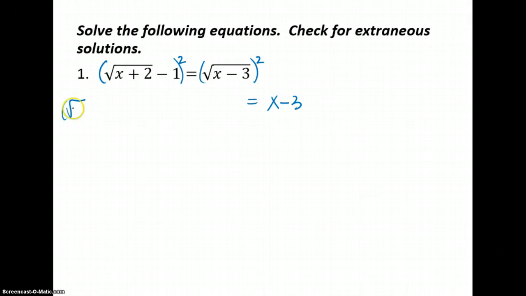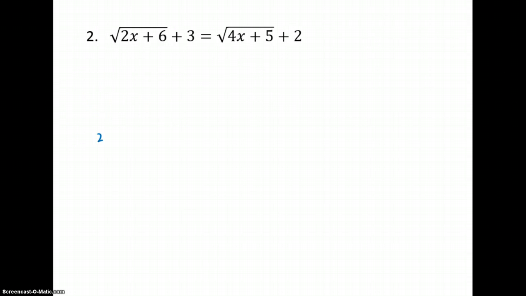So if I write it out twice, root x plus 2 minus 1 times root x plus 2 minus 1, so now we have to FOIL this right here. When I FOIL, square root of x plus 2 times square root of x plus 2, these two square roots, well, when you multiply like bases, you add the exponents. Remember that these exponents both have an exponent of 1/2, so 1/2 plus 1/2 is 1, which means the square roots go away.